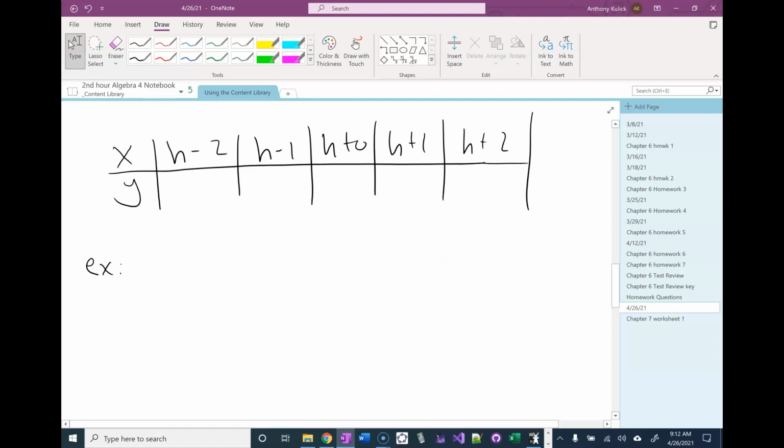So let's do a couple of examples here. And then that'll be it for today.